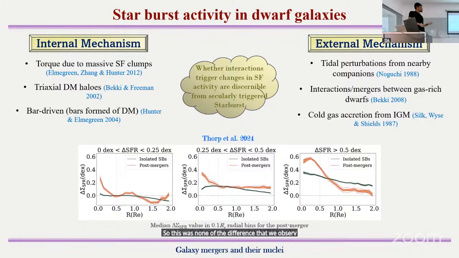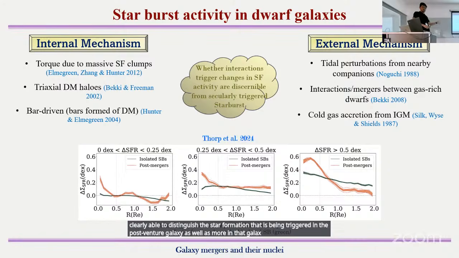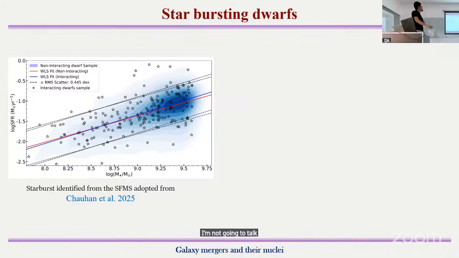Apart from that, they were clearly able to distinguish the star formation that has been triggered in the post-merger galaxy as well as the non-interacting galaxy. But this study was particularly for high mass galaxies.